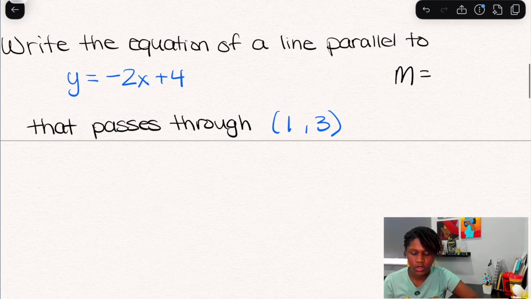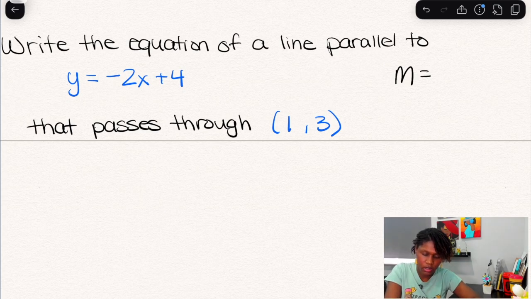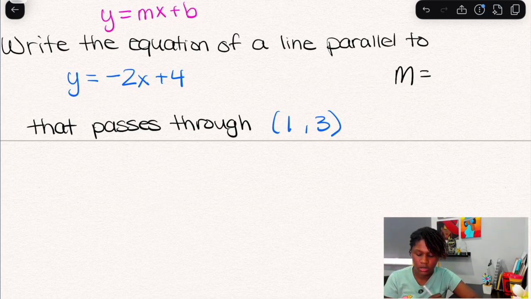Here, we're going to write the equation of a line that is parallel to y equals -2x plus 4. So let's start by writing our equation for a line, y equals mx plus b, to help us remember our different parts. So what number is in the location of m? If you said -2, you've got it. So let's jot that down. The slope for this problem is -2.